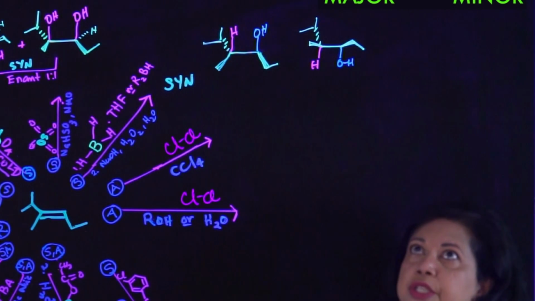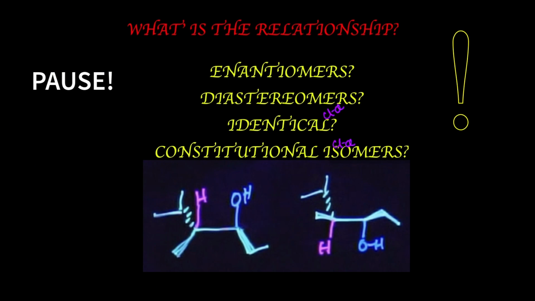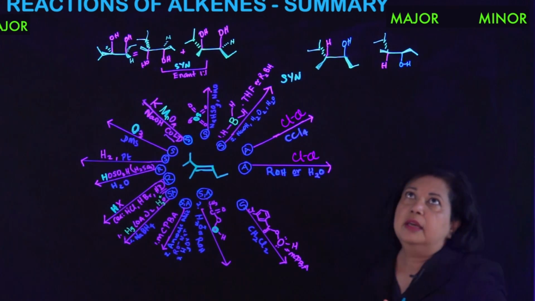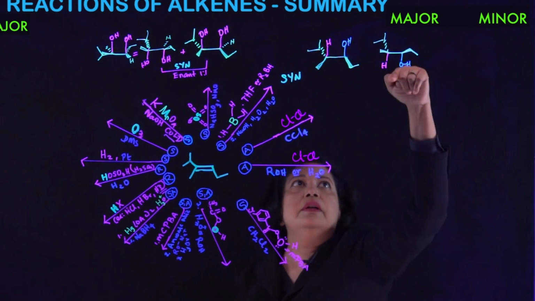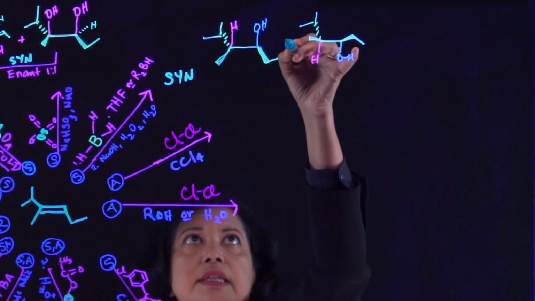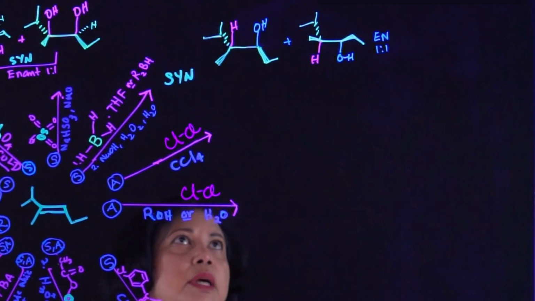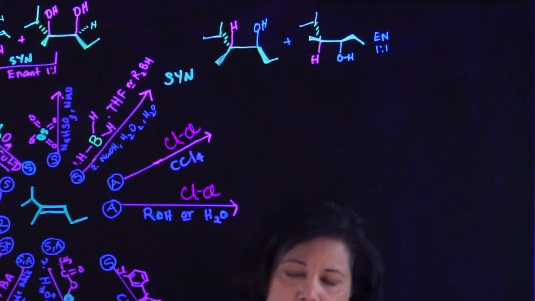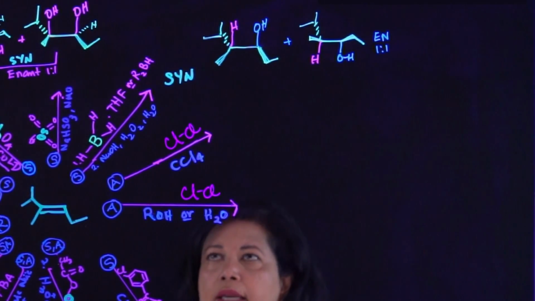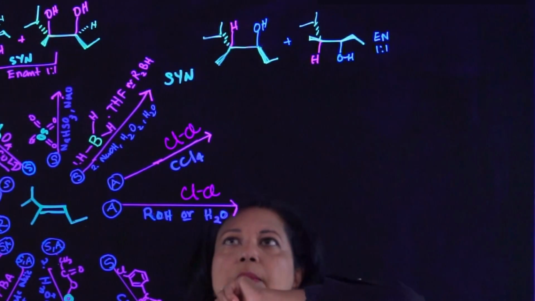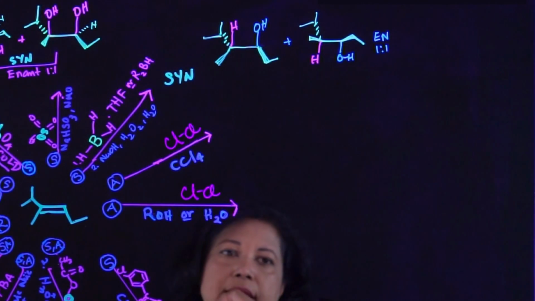So what are these two? Well, looking at it, it's pretty obvious. You can take a mirror, put it over here, and you're going to see exact same thing here. So these are enantiomers 1-to-1. Well, what about the minor? Would there be a minor? Well, there could be a minor where your hydroxyl goes on the other side, but most of the time it's going to be a syn addition.